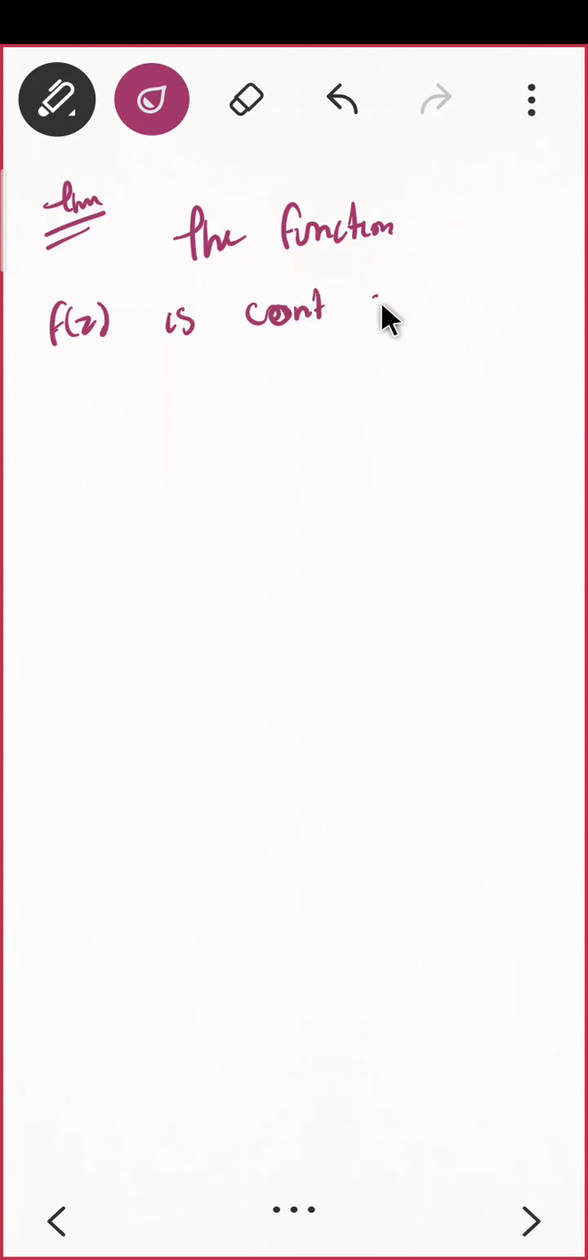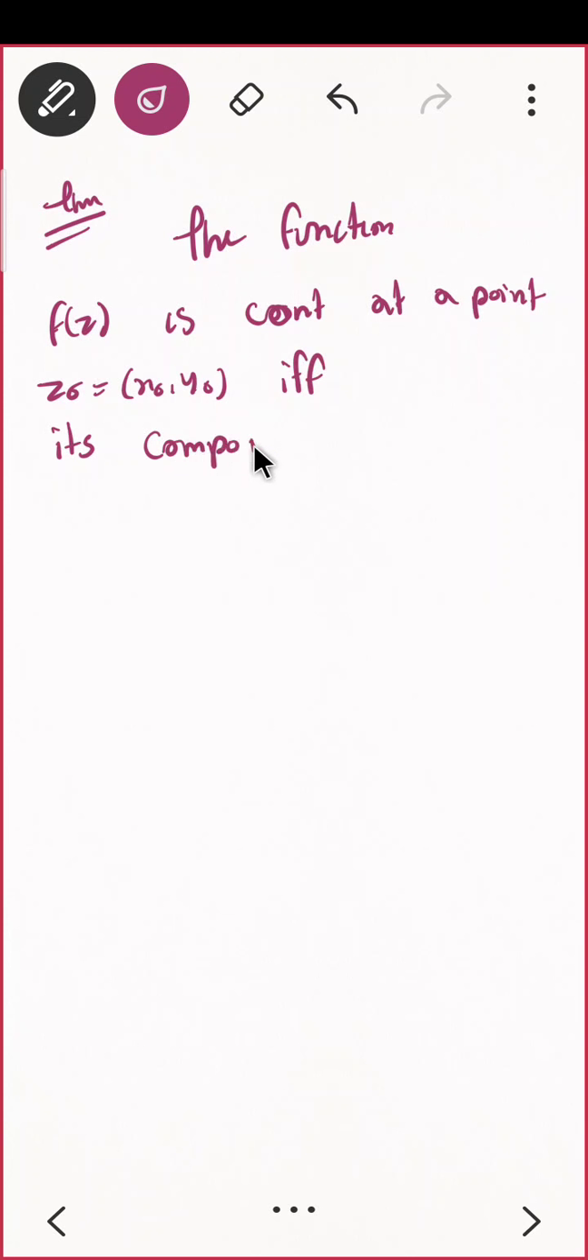One more thing, as you prove in the case of limit, I'll just write the statement. I'm not going to prove it because we have done the proof in limit, so you just have to replace something. Yeah, the function f of z is continuous at a point z naught equal to x naught y naught if and only if its component functions are continuous there, correct?